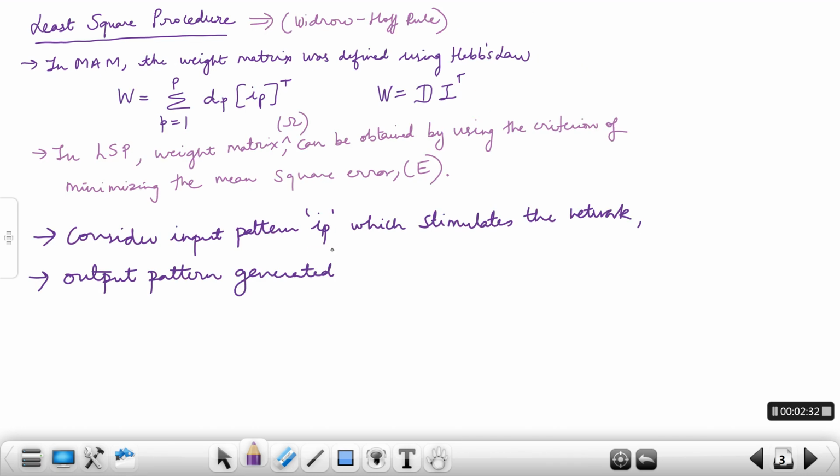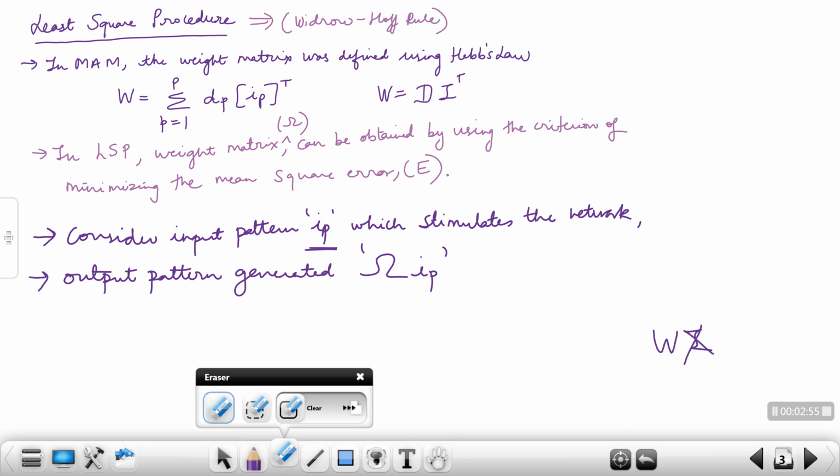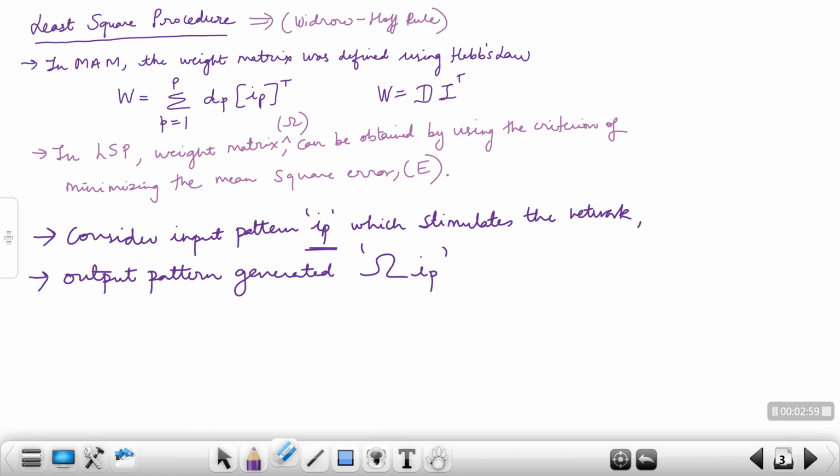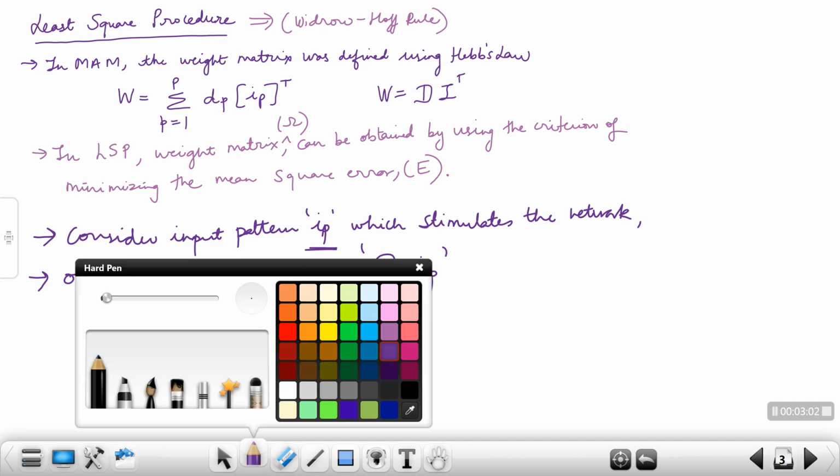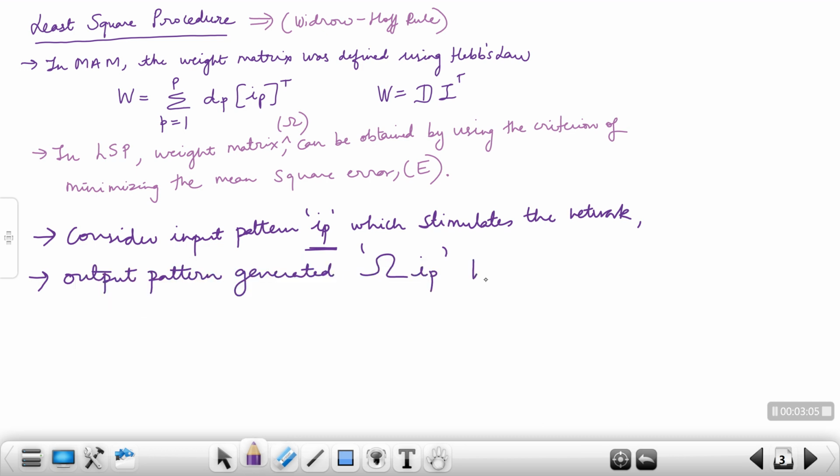Now consider the input pattern IP. I am using a pattern IP to simulate the network, and whenever we are presented the input pattern IP, the output pattern generated will be omega times IP, because usually we write W into I or W into X. Here W is nothing but omega, and the input is IP. This output pattern which is generated has to be as close as possible to the desired output pattern, which is indicated as dP.